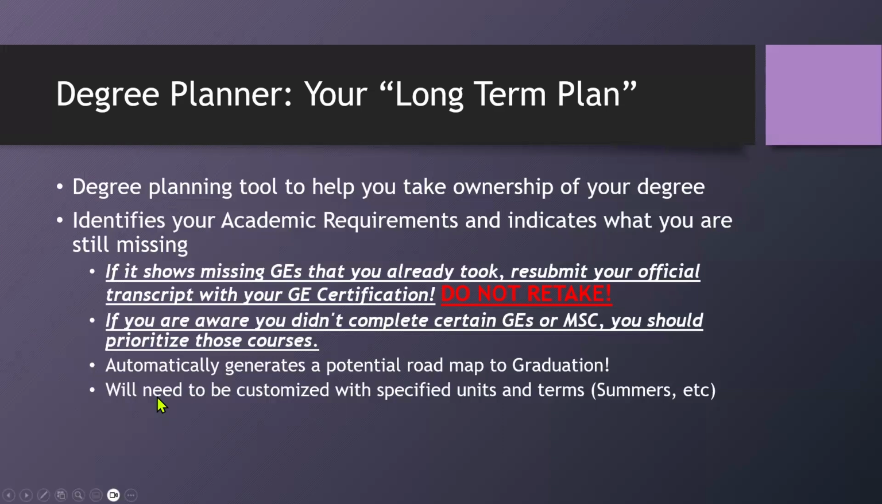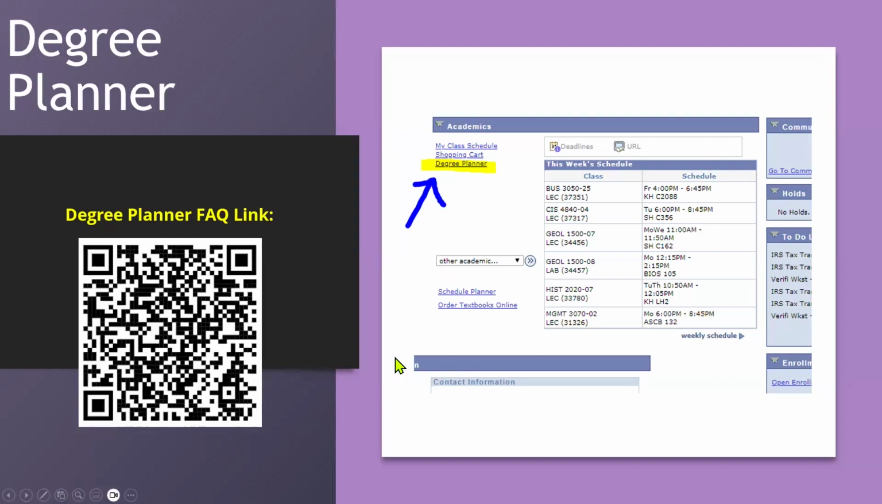All right, so the degree planner also creates a roadmap for you and you can customize it, and we'll go into more details about how to do that. So to find your degree planner, just go to your student center, and in your student center, right under the academics, you'll see a degree planner link.